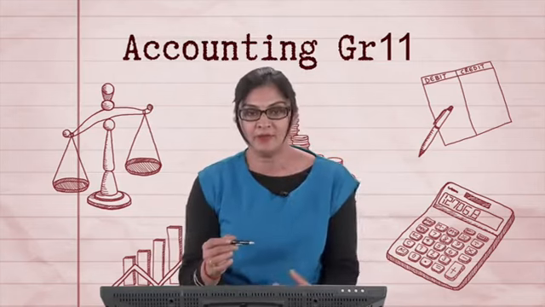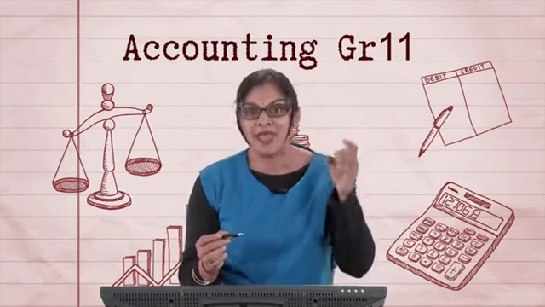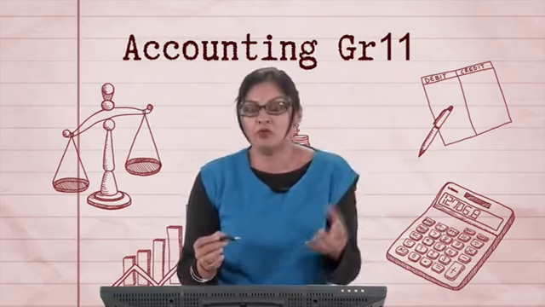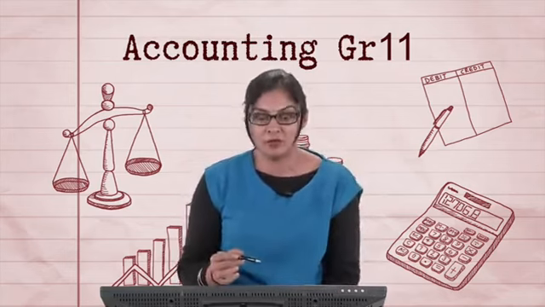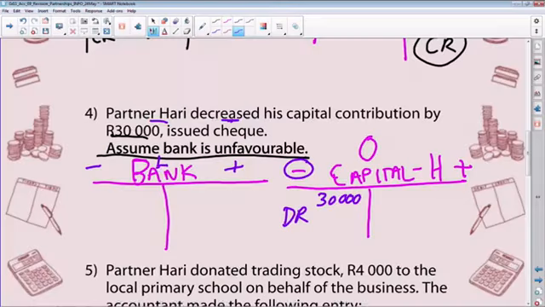So the moment the business issues a check, remember, you are asking the bank to pay that check for you. You don't have money in your bank account, which means the liability you are owing your bank is now increasing. Your bank overdraft is now increasing by 30,000, so bank will be credited. Slightly different, because bank is now a liability. So let's enter this into our table.